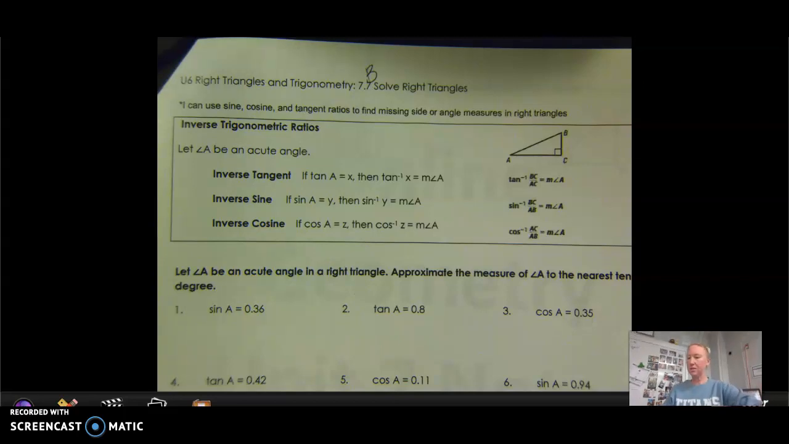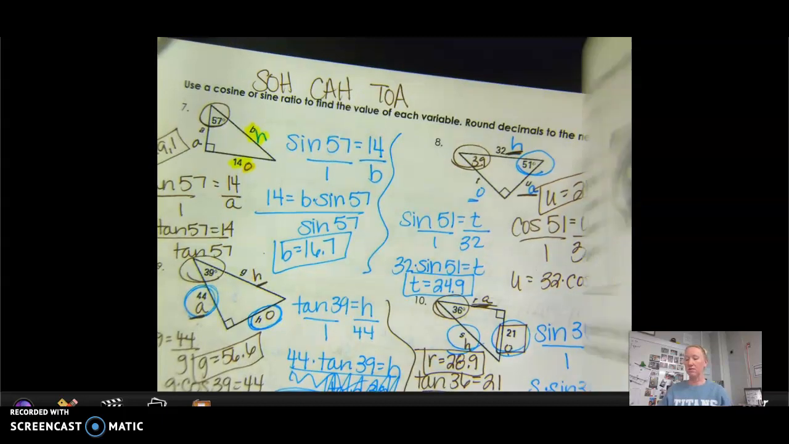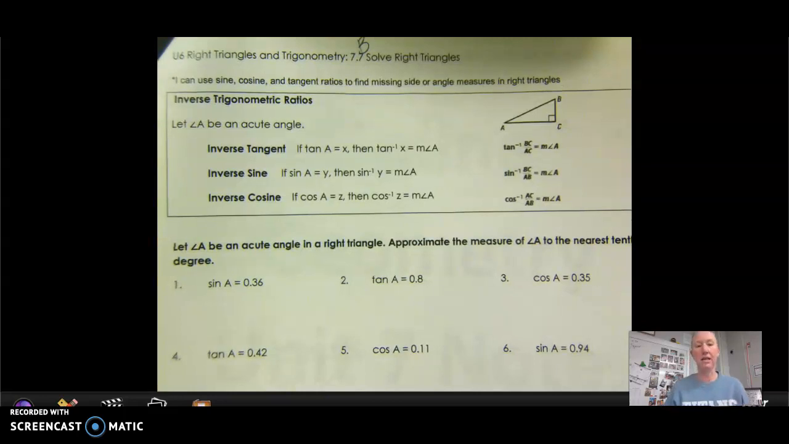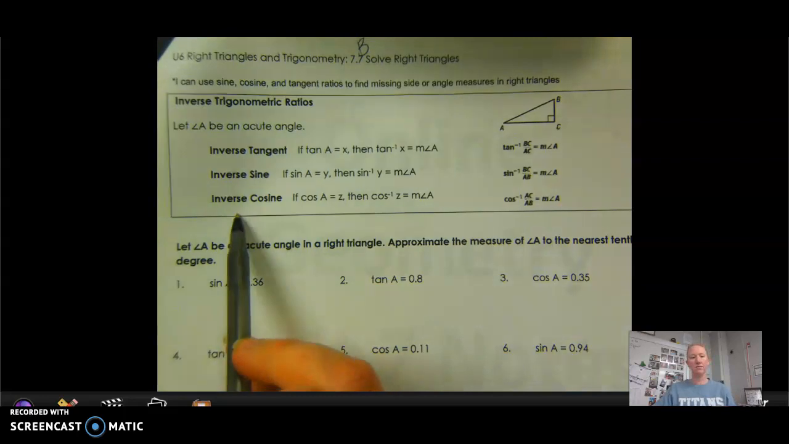Okay, we are going to go into 7.7, and I'm going to call this 7.7b. We're solving right triangles. So what we've already gone over is word problems, and SOHCAHTOA, so sine, cosine, and tangent in order to find side lengths. What we're going to talk about today is finding angle measures using the inverse trig functions. So inverse tangent, inverse sine, inverse cosine.